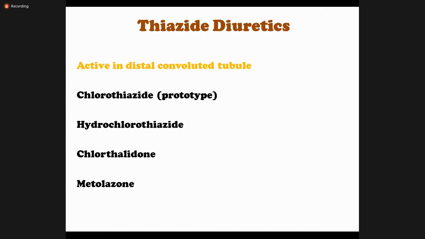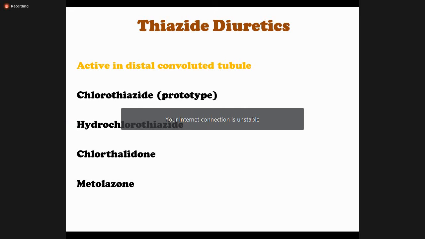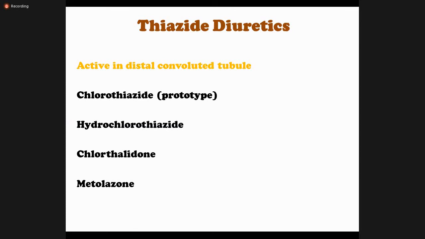hydrochlorothiazide. Then we have thiazide-like compounds or drugs that produce chlorthalidone and metolazone. So these are the two examples. These are drugs which are not true thiazide diuretics but produce activity like thiazides. So we can label them as thiazide-like diuretics. And examples we have chlorthalidone and metolazone.